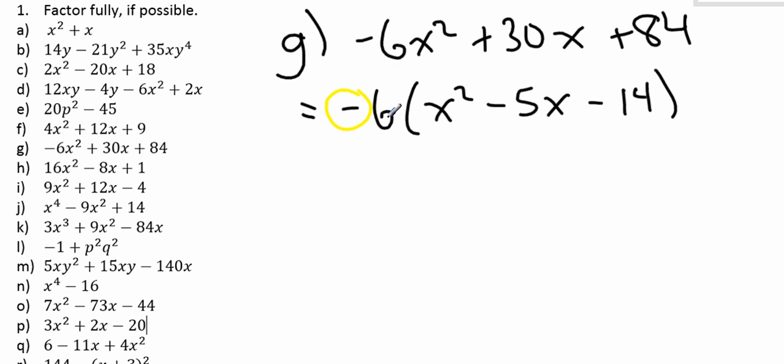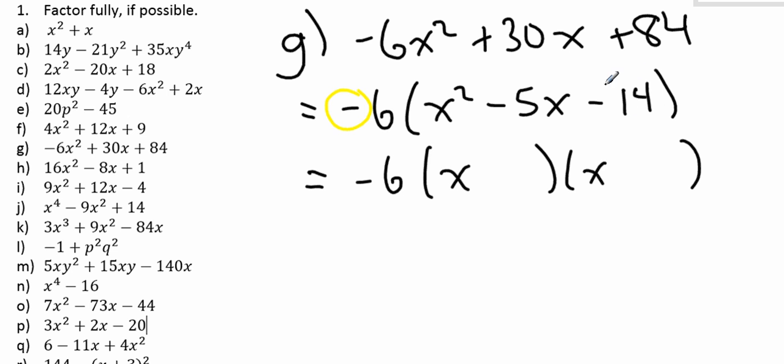Now, once I factored negative 6, look inside that bracket. It definitely looks like a simple trinomial. Are there two numbers that multiply to negative 14 that add to negative 5? Sure. The numbers negative 7 and positive 2. So I fully factored.